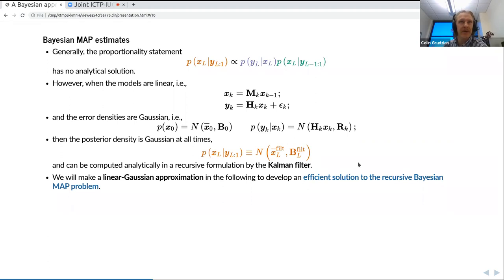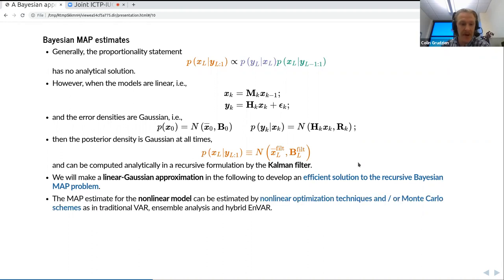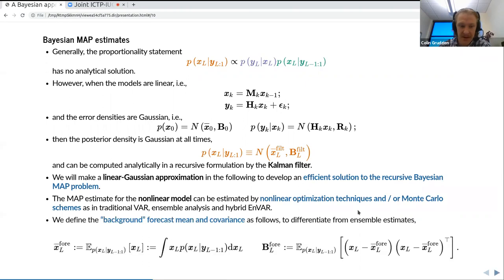This is a little bit of an implicit assumption because it allows you to make very efficient recursions for the Bayesian MAP estimation problem. And when we want to step outside of these very restrictive assumptions and estimate with a nonlinear model, typically this is done using nonlinear optimization techniques and/or Monte Carlo schemes, as in traditional VAR and ensemble analysis, and in hybrid ensemble variational formulations.